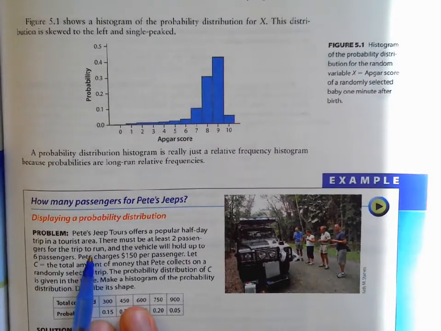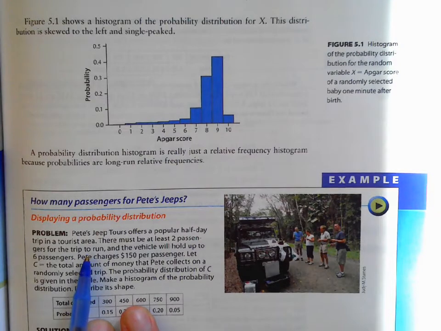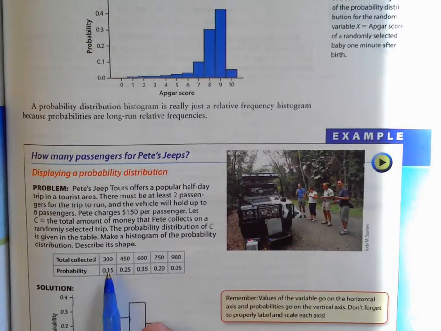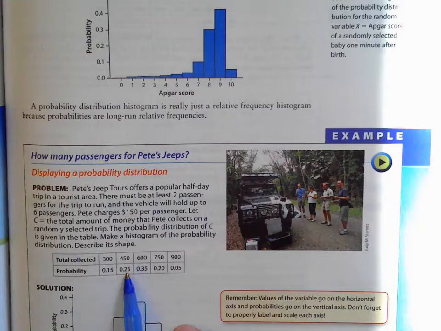Peach Jeep Tours offers a popular half-day trip to a tourist area. There must be at least 2 passengers for the trip to run, and the vehicle will hold up to 6 passengers. He charges $150 per passenger. C is the total amount of money that he collects on a random trip. So the probability distribution is this. Total collected 300, that's 2 people, right? 15% of the time. Then 3 people, 4 people, 5 people, and 6 people.